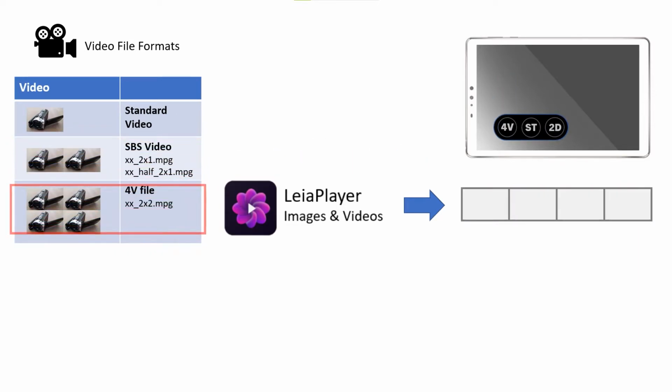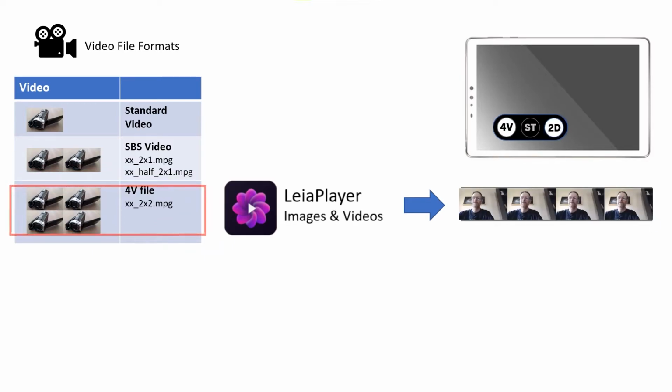And lastly, we actually have the 4-view file. In order for the LeiaPlayer to interpret that correctly, you have to suffix the file with _2x2.mpg, and it then knows that it is a 4-view file. And similar to your images, with 4 views, you have everything available to you in order to generate 4 views.